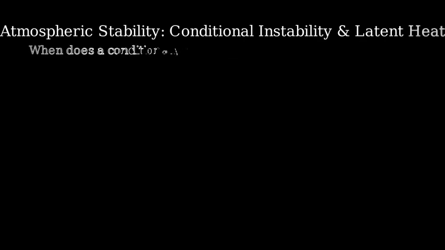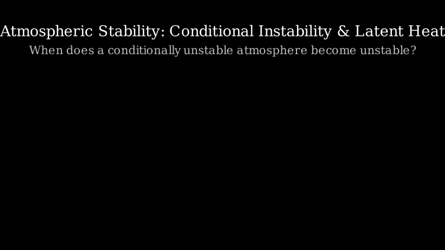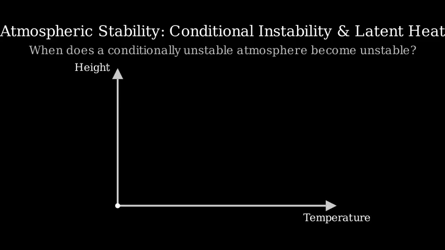In this lesson, we'll build an intuitive picture for atmospheric stability and answer two common questions about conditional instability and latent heat. First, let's set up a simple temperature versus height diagram. The horizontal axis is temperature, and the vertical axis is height. We draw the environmental temperature profile, called the environmental lapse rate.